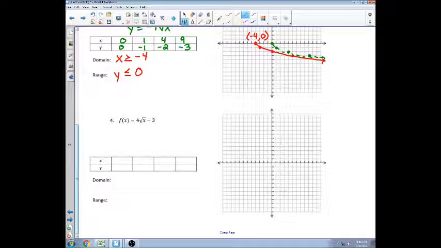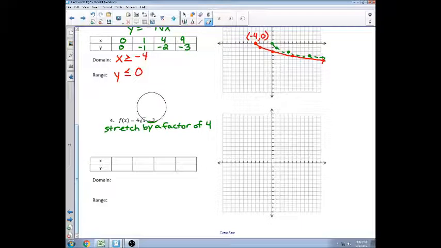So I have f of x equals 4 times the square root of x minus 3. Well, because this 4 is in front of our square root, that tells us that I will stretch my graph by a factor of 4. There is nothing underneath the square root sign, so I don't have a horizontal translation, but there is something on the outside of my square root, which is this negative 3. So I will have a vertical translation down 3. I don't have to worry about that for my table, though.